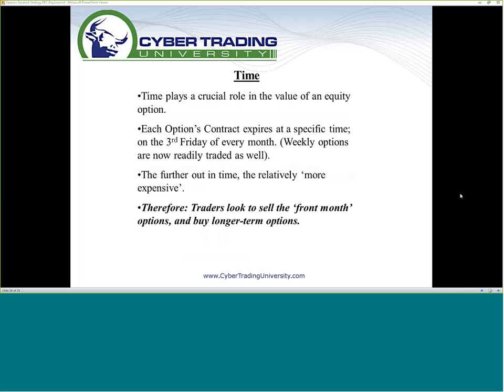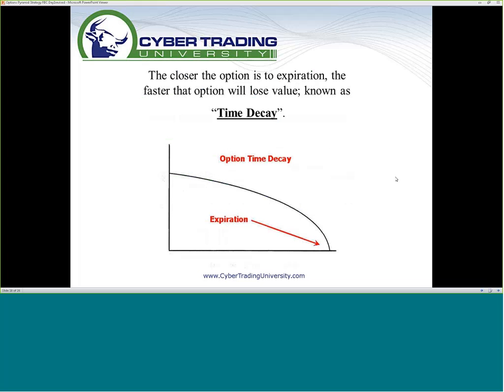They expire the third Friday, which is this Friday. And those option contracts in August will decline at the fastest rate. For example, we see here, this is known as time decay. As we get closer to options expiration, the option contracts begin to lose value at a faster rate exponentially.